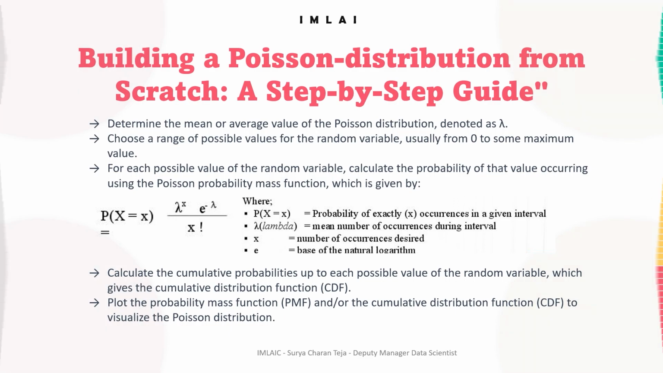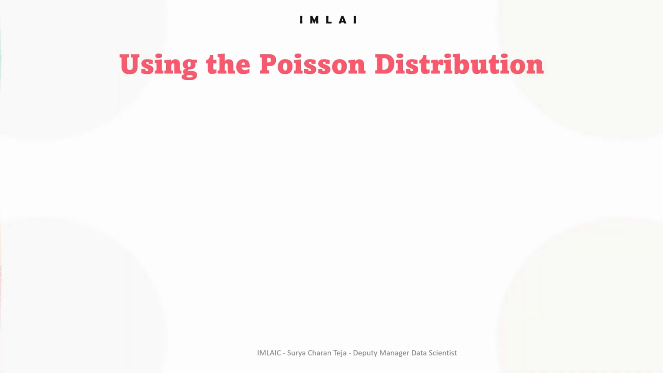So now let's see, as a data scientist, how can we use a Poisson distribution, and where can we use it, and all those fundamentals we'll see. So Poisson distribution is a probability distribution that describes the probability of a given number of events occurring within a fixed interval of time or space. Given the average rate of occurrence, it's constructed based on the following assumptions.